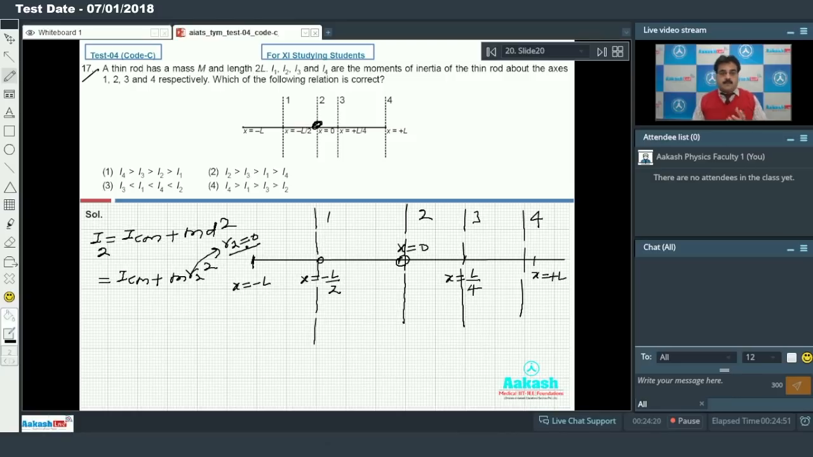So the moment of inertia about axis number 2 will be the least, because that is equal to I CM. This will be the smallest, which means that as the distance R2 increases, the moment of inertia will increase, but it will be the least at I2.